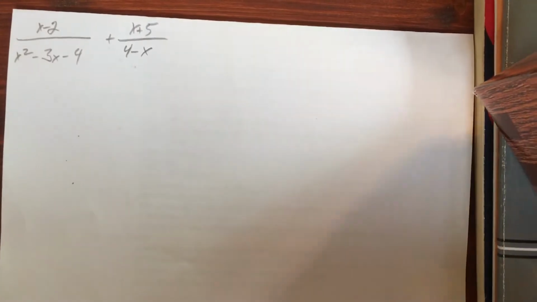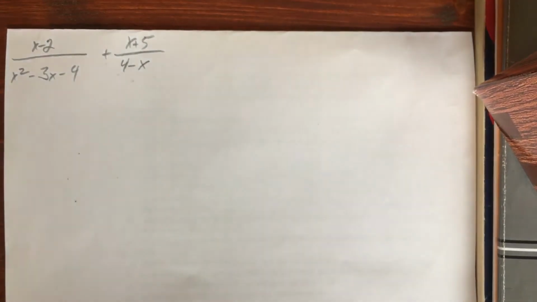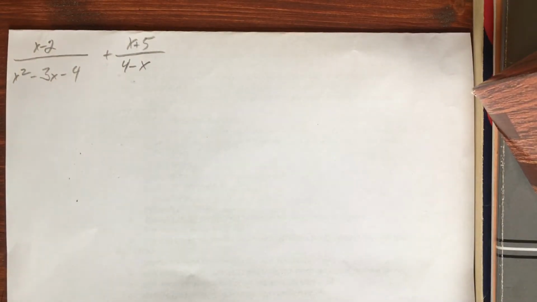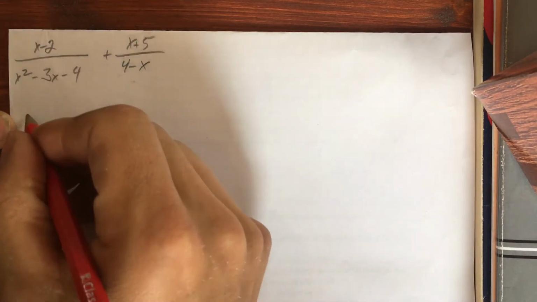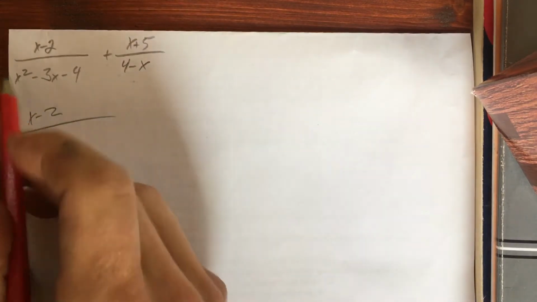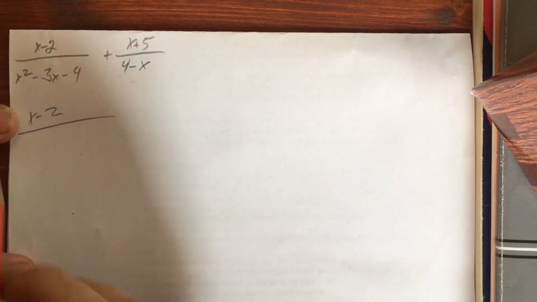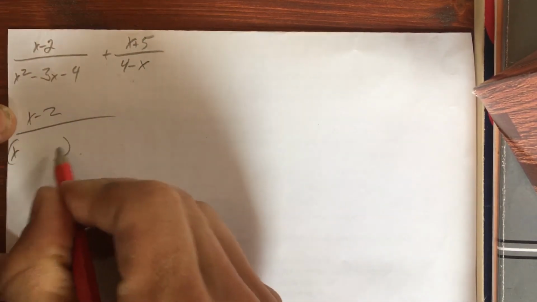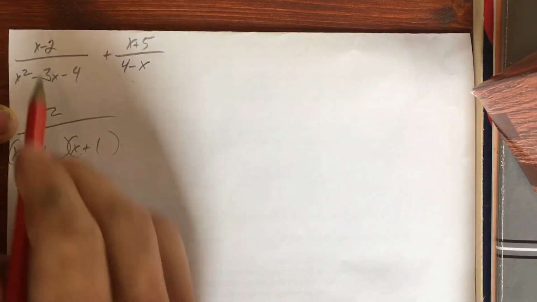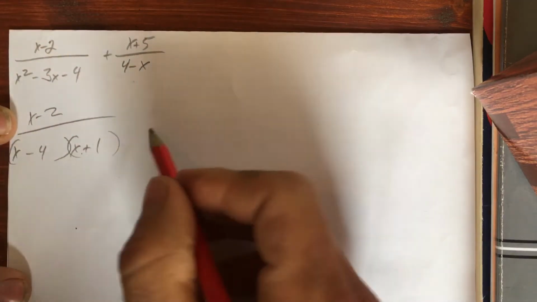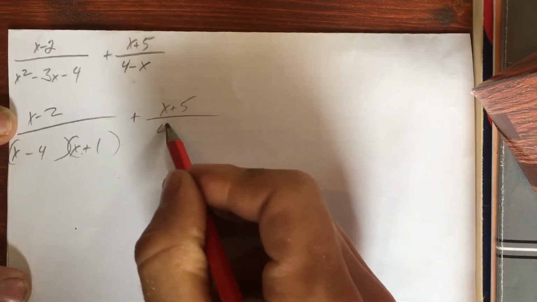Here's the class practice that we have today. x minus 2 over x squared minus 3x minus 4 plus x plus 5 over 4 minus x. First of all, let's factor this guy right here. x minus 2 over, and two factors of 4 that when you add them together they get negative 3 is going to be x minus 4 and x plus 1. So when we add them we get negative 3, and when we multiply them we get 4. And then plus x plus 5 over 4 minus x.